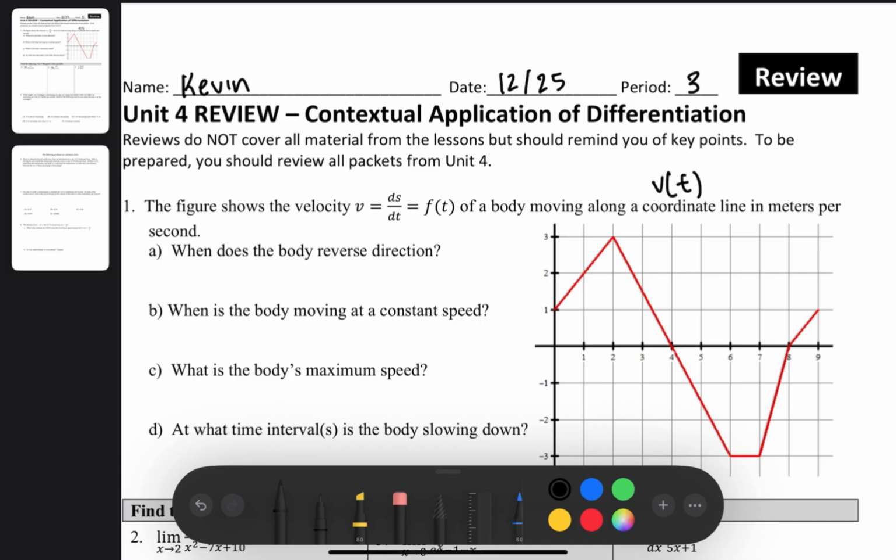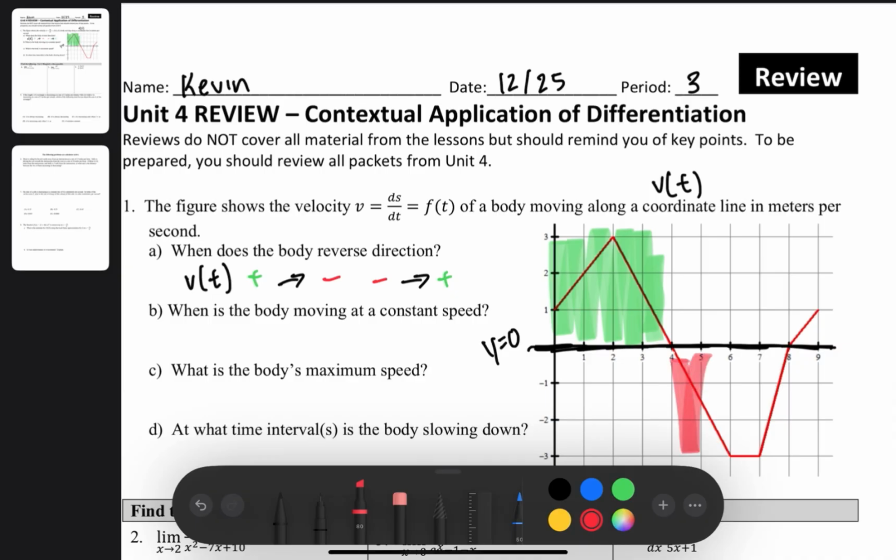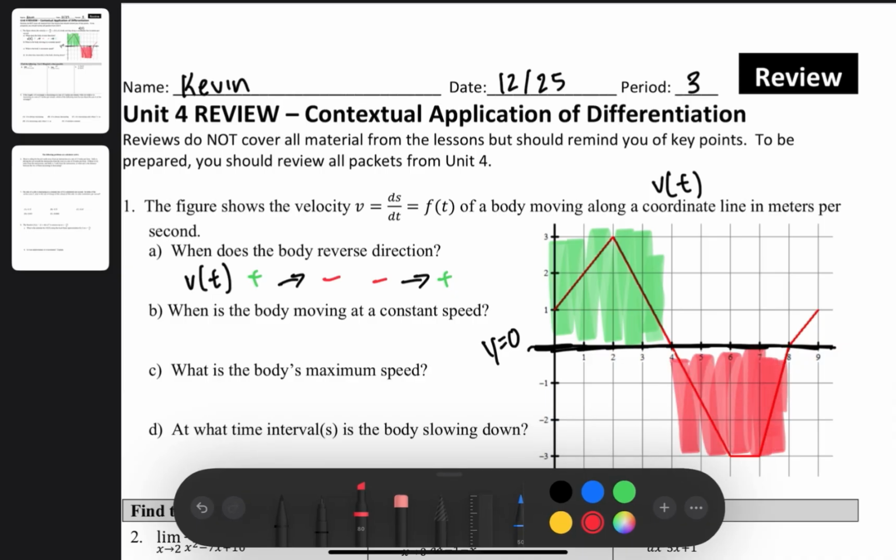And when something reverses direction, the velocity either goes from positive to negative or negative to positive. So from the graph, the velocity is positive when it's above y equals 0, so this axis right here. And it's negative when it's below that axis. So we're just gonna color it in.